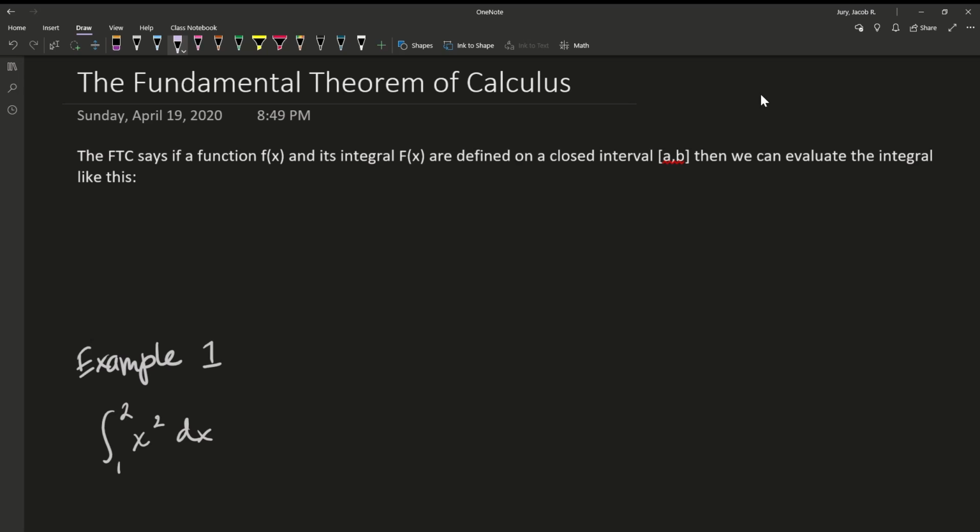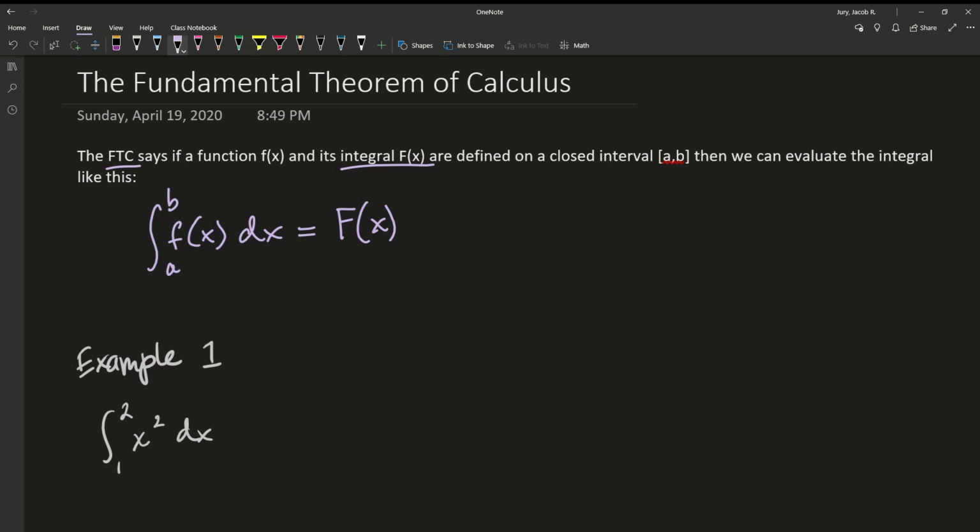The FTC is what we'll call it, and it says that if a function f of x and its integral, capital F of x, are defined on a closed interval, so they have y values, and that interval is a to b, then we can evaluate the integral like so. We can take the integral of the original function from a to b, which we know the notation to be capital F of x.